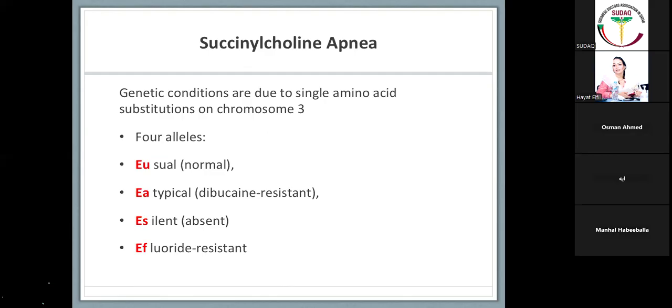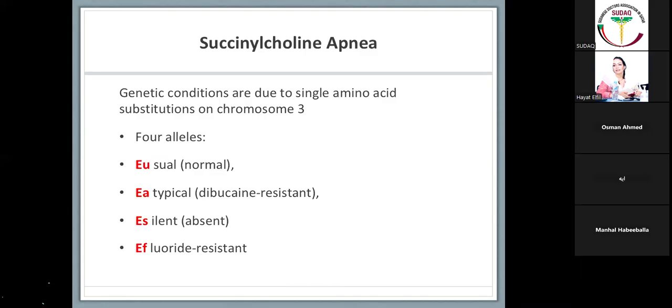So there is the normal one, the dibucaine-resistant or atypical gene, because we will see in a minute the effect of dibucaine on those, the silent gene, and then the fluoride resistance.